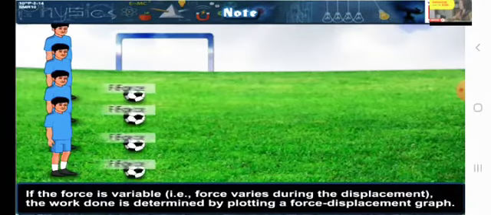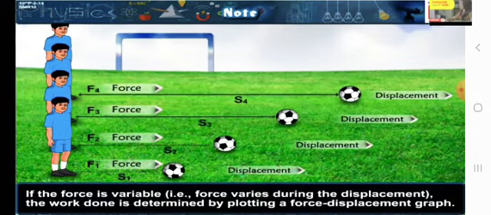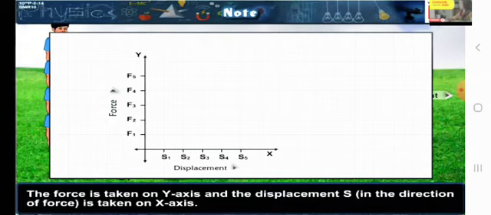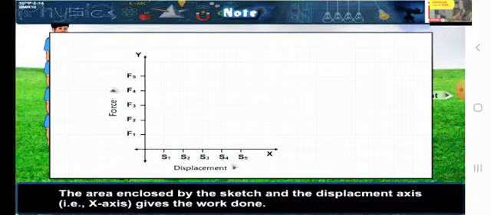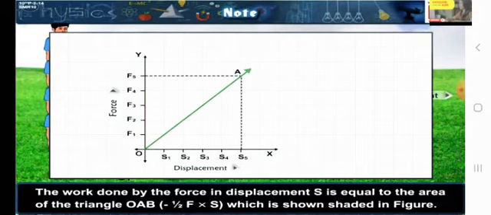Note, if the force is variable, that is, force varies during the displacement, the work done is determined by plotting a force-displacement graph. The force is taken on the y-axis and the displacement S in the direction of the force is taken on the x-axis. The area enclosed by the sketch and the displacement axis, that is the x-axis, gives the work done. In the figure, the force F is directly proportional to the displacement and the graph for force against displacement is an inclined straight line OA. The work done by the force in displacement S is equal to the area of the triangle OAB, half F into S, which is shown shaded in the figure.